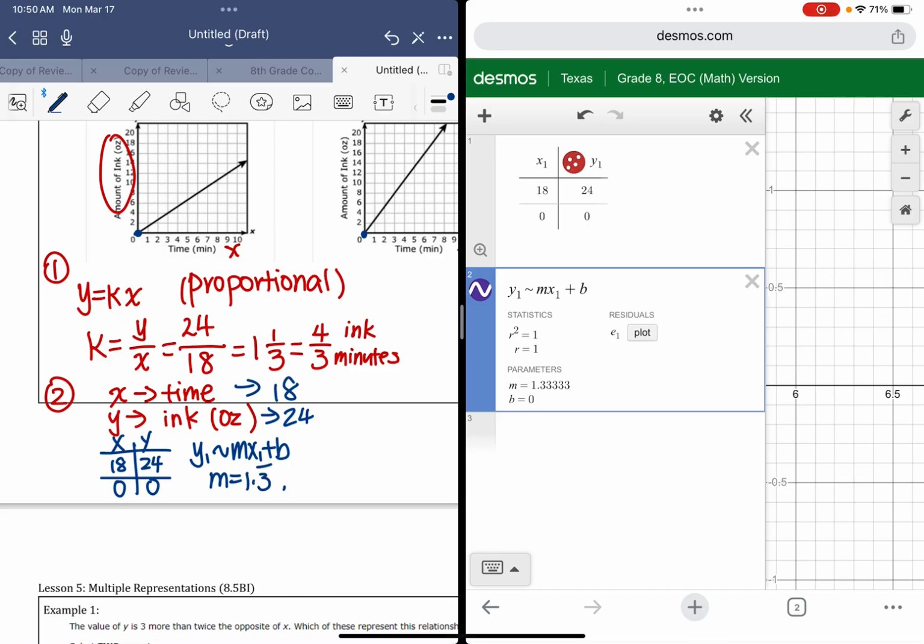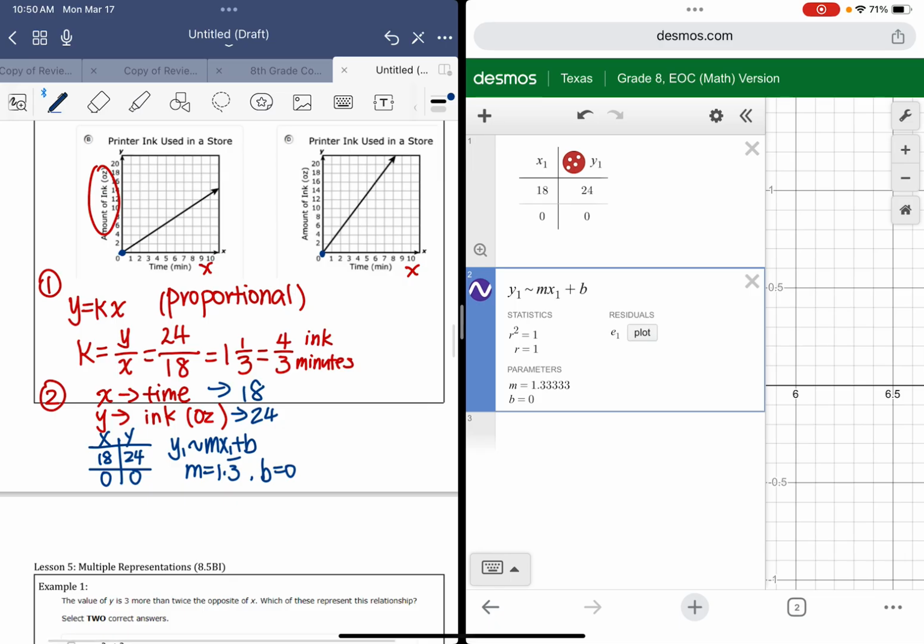1.3 repeating, b is 0. So you should be able to figure out 1.3 repeating. You should know that should be a what? 1 and 1/3, right? So when you write your equation, you will have y equals 1 and 1/3 x plus b, plus 0. Do we have to write it? Nope. So that will be my equation, y equals 1 and 1/3 x.